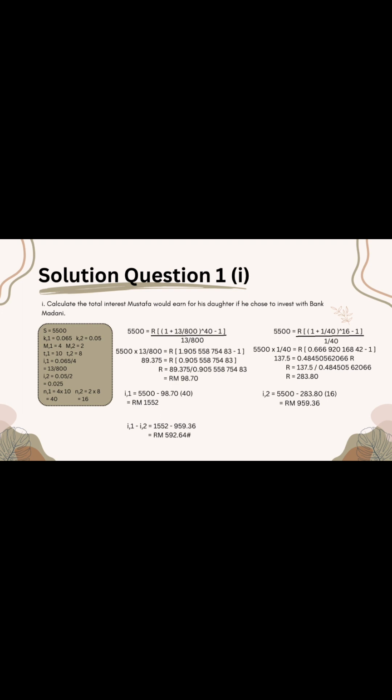And then for the second I, we are going to use the same formula also. So we use 5,500 equals R, bracket 1 plus i per 40, close bracket, power of 60 minus 1, divided by i per 40. We put the i per 40 to the left, and then just calculate it, and we get R equals 283 per 80. Then we get I2 equals 5,500 minus 283 per 80 times 16, and then it gets RM 959.36.